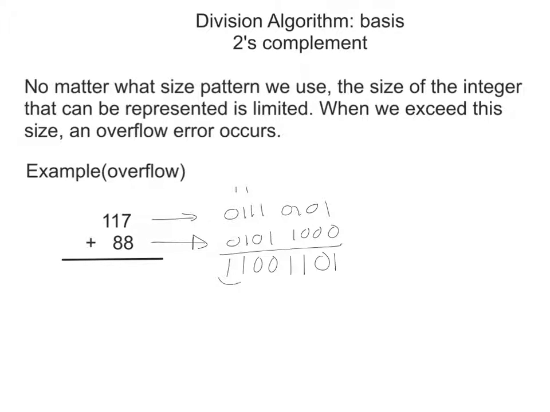And if you notice what happened, we have our two positive integers, and when we add them together, we end up with a negative integer. So what that tells us is that an overflow error has occurred. In other words, 117 plus 88 gives us a number that we cannot represent, that we need another digit to represent in 2's complement.